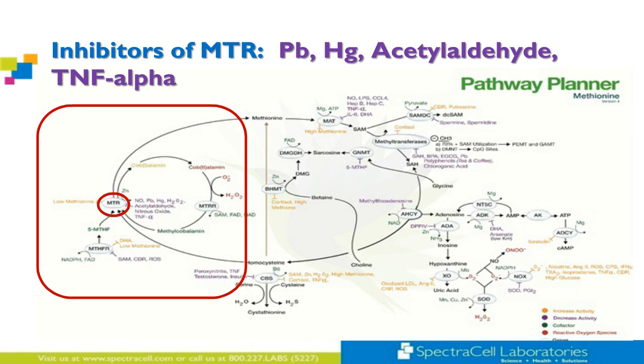Lead being pulled out of the bones because of osteoporosis processes can be working in a secondary capacity, shutting down this enzyme, escalating homocysteine. Mercury also can do this.